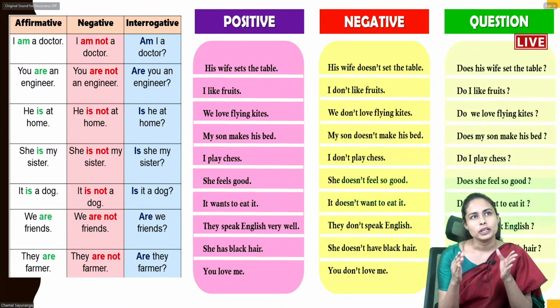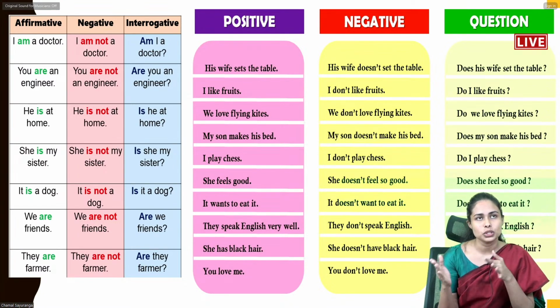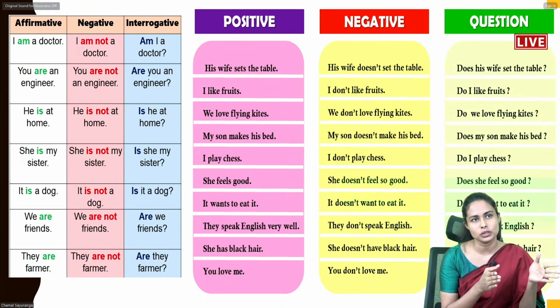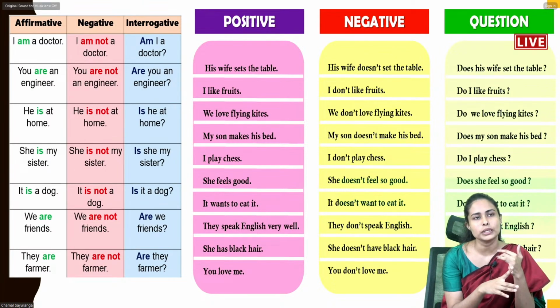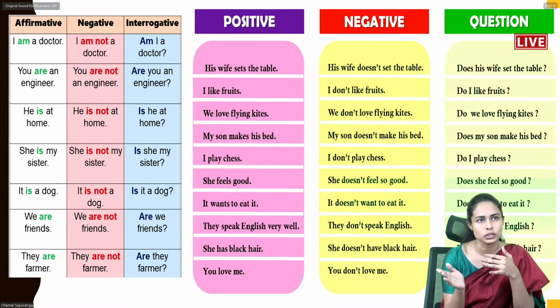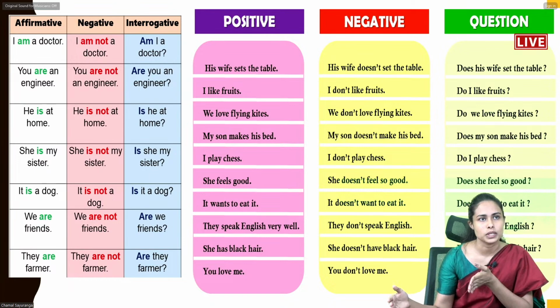Now here, when you compare these two charts, you can identify the difference between action verbs and be verbs. On this first side you have affirmative, negative, and interrogative sentences with be verbs of the simple present tense. I am a doctor, I am not a doctor, am I a doctor? We are bringing the be verb to the front to make the question, am I a doctor? And here we have action verb sentences.